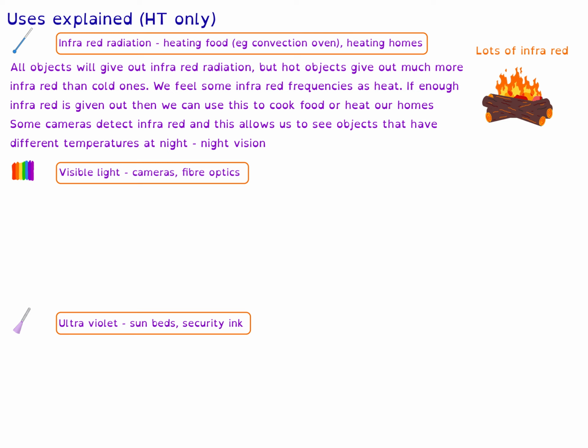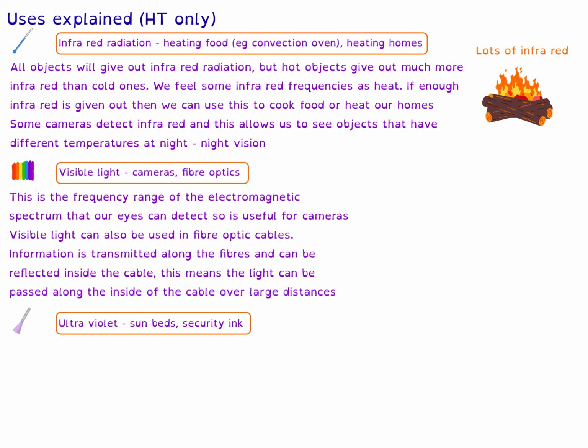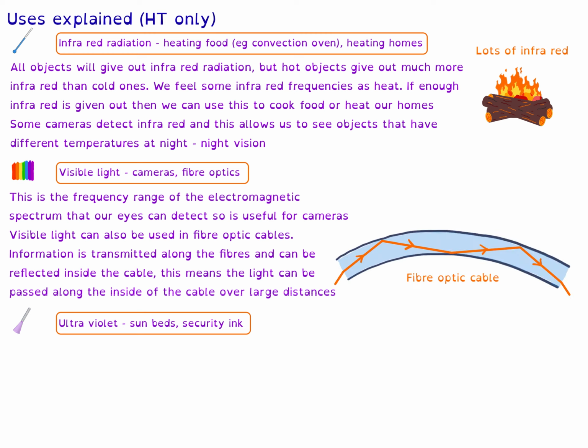This is night vision. Visible light is used for cameras and for fibre optics. This is the frequency range of the electromagnetic spectrum that our eyes detect, so is useful for cameras. Visible light can also be used in fibre optic cables. Information is transmitted along the fibres and can be reflected inside the cable. This means the light can be passed along the inside of the cable over large distances. Light reflects on the inside of the cable and the information is transmitted even if the cable is bent.